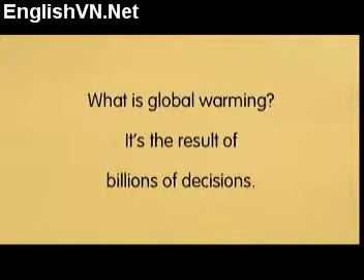When you're writing up your notes using cause and effect language, you'll need to be able to follow or track the subject of the text. Let's look at that now. What is global warming? It is the result of billions of decisions.